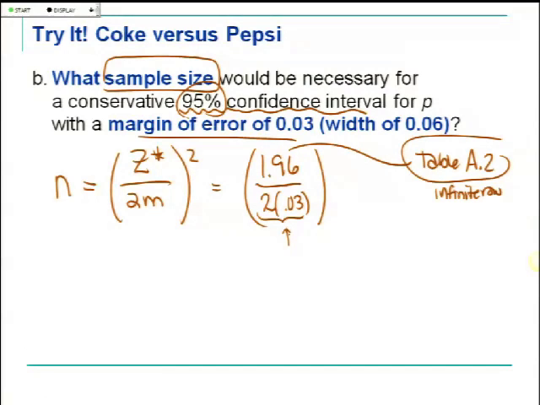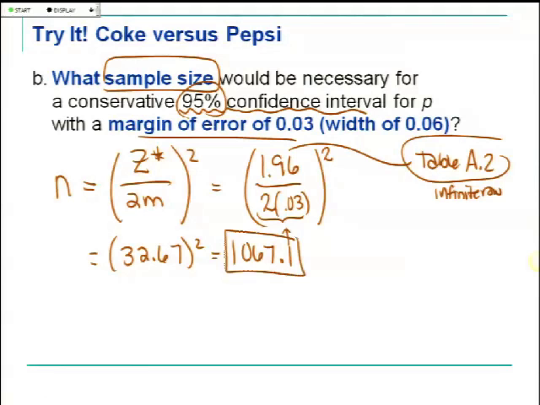And then what's something else that I don't want to forget to continue? To make sure I square. We'll get a 3267 underneath. About 1067.1 is my final answer here, but what will I put on the final answer line? For how many students do you need at least? 1068.